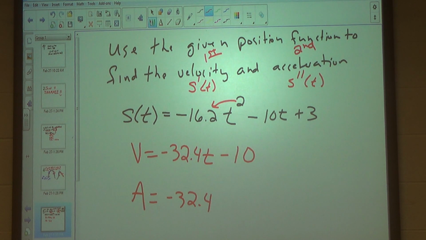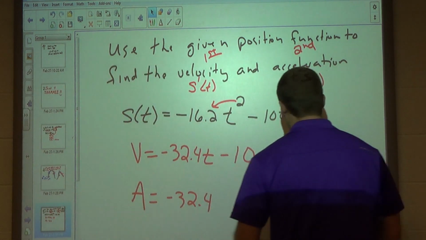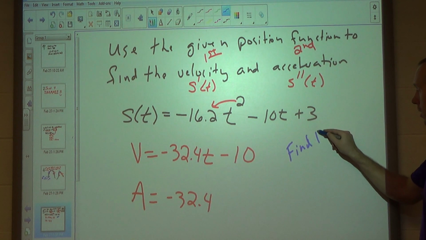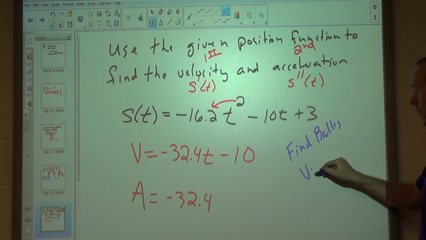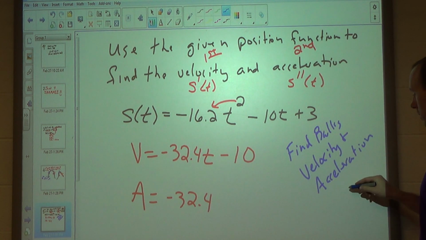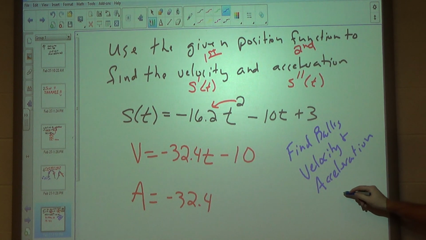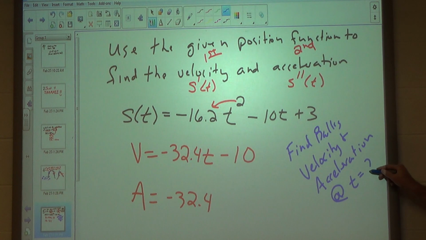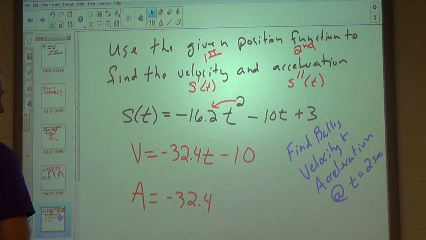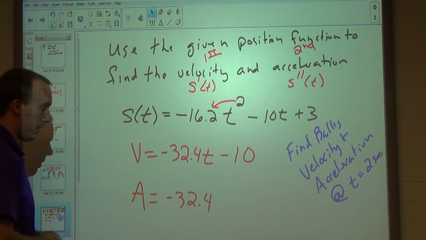Okay, what if the next question using this information says find the ball's velocity and acceleration at t equals 2 seconds? You just plug it in. Plug in the 2 there, yep.